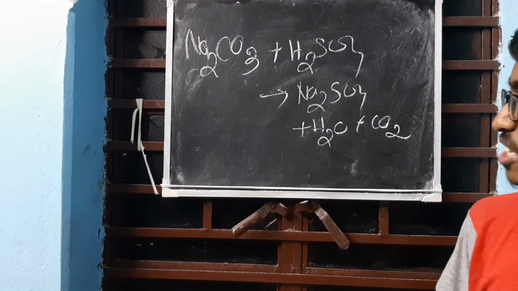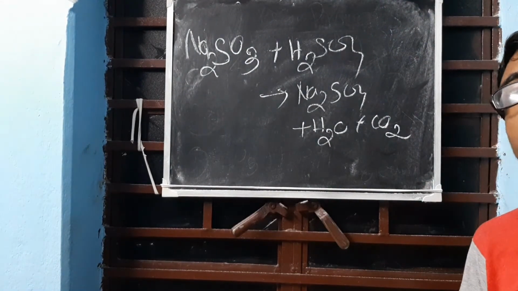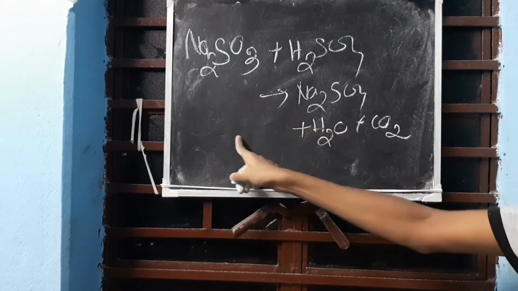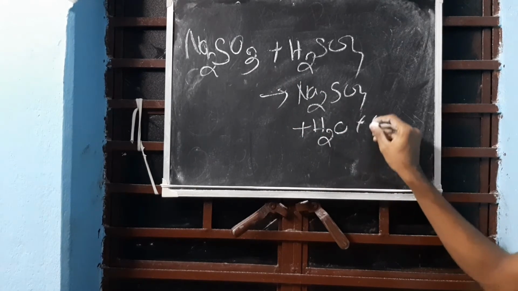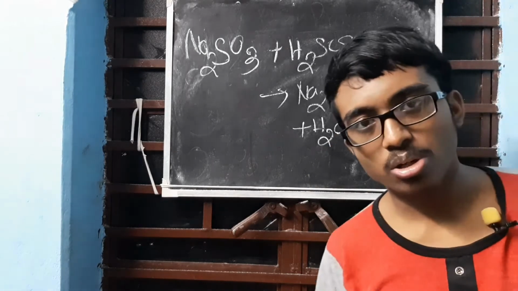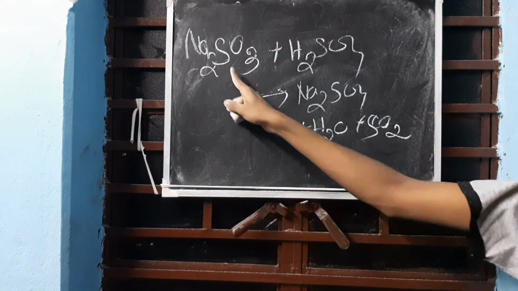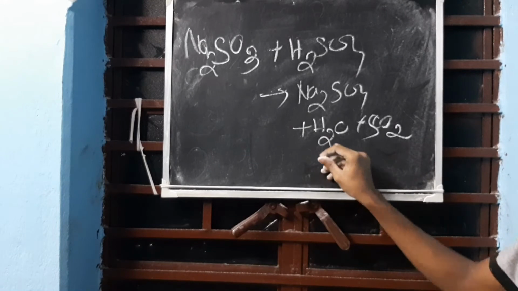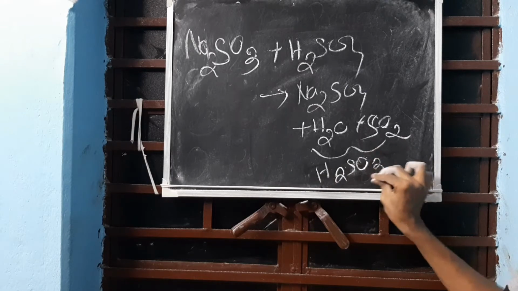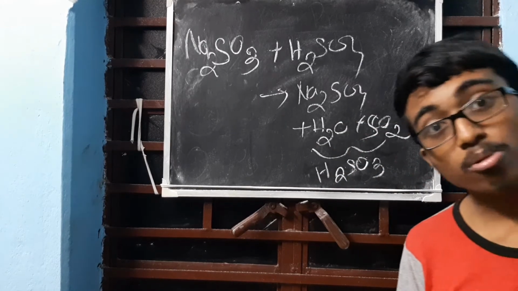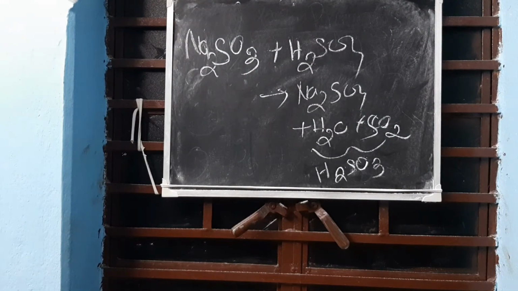Next, sulfite, like Na2SO3. What will be there? Na2SO4, H2O plus SO2. Clear? Any change? Only this change. You have to remember the acid anhydride of H2SO3: these two things form H2SO3. So we will not write H2SO3, since it is dissociated into these. We have to write the decomposed state. Clear? Next, properties: non-volatile nature.